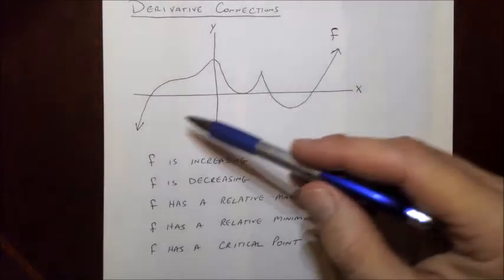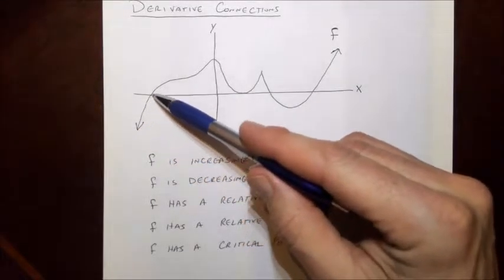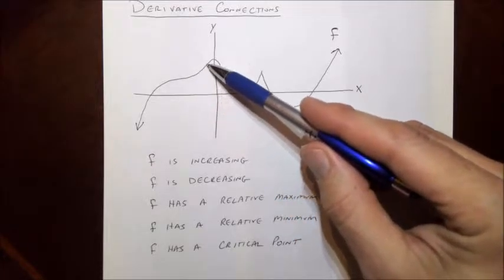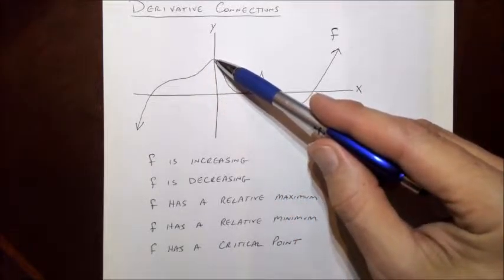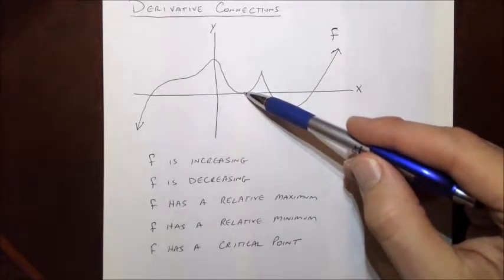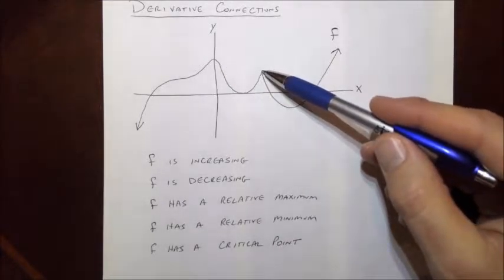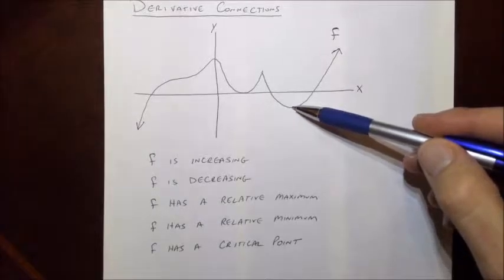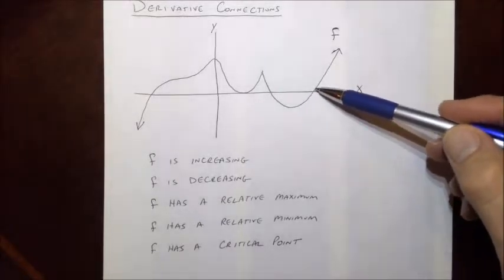and we see that the graph is increasing, then it flattens out for a moment, and then it continues to increase again. It has a max at the y-axis, and then a min down here on the x-axis, another relative max at this cusp, another min down here, and then the function increases again.